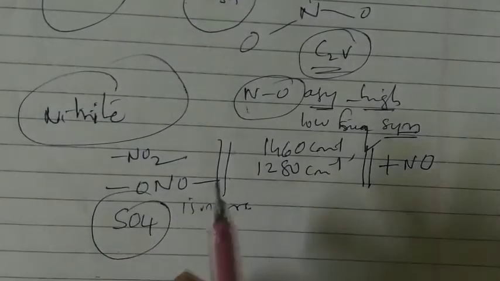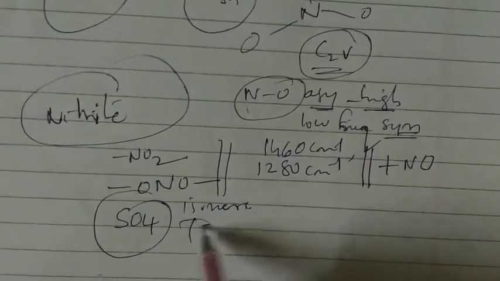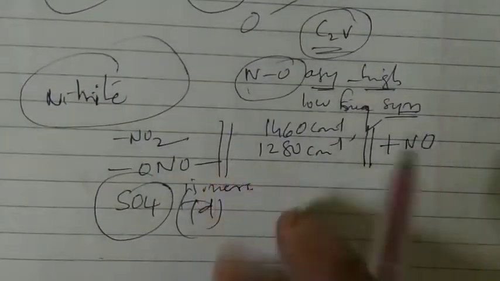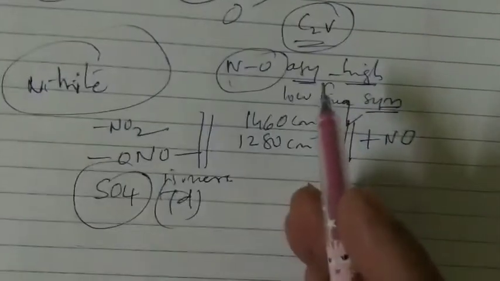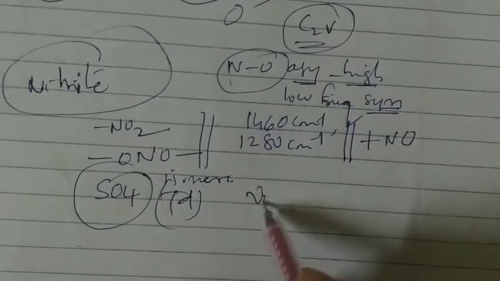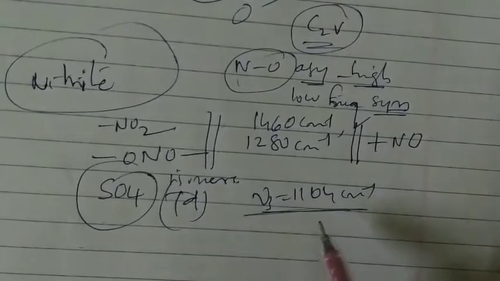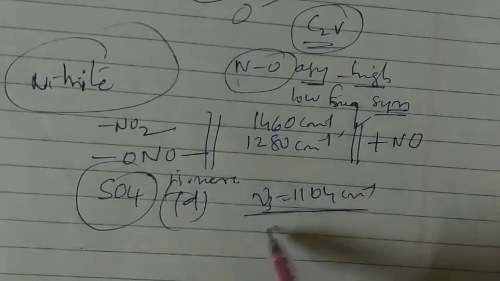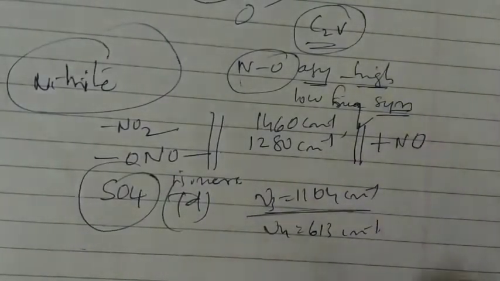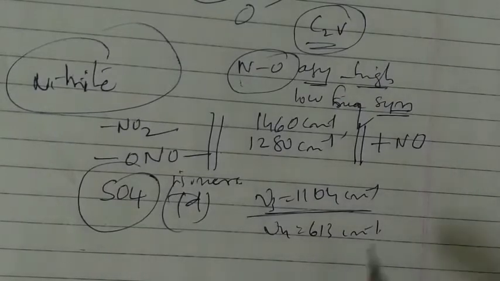Similarly, in the previous video we studied the sulfate. We have seen that the sulfate has tetrahedral symmetry, and has two IR bands in the sodium chloride region: nu3 at 1104 per centimeter, and nu4 at 613 per centimeter. So nu3 and nu4 are the main IR frequencies seen in the sulfate.